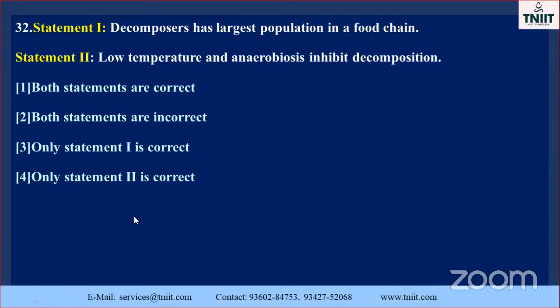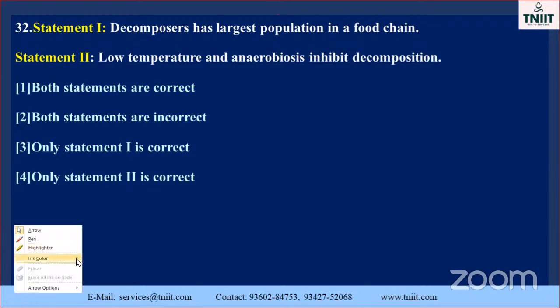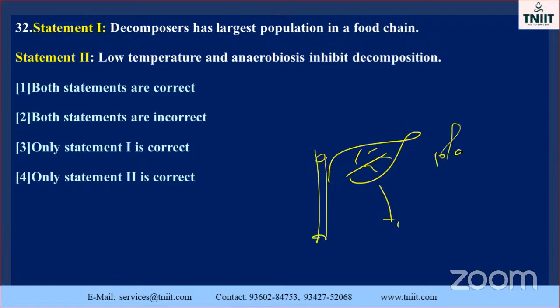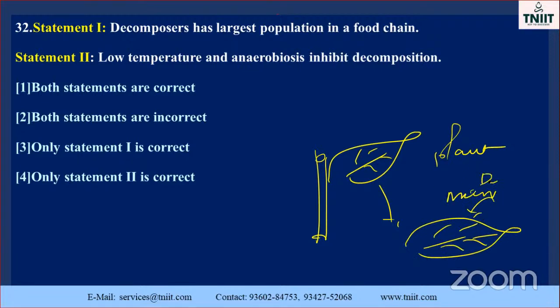See that, question 32. Statement 1: Decomposer has the largest population in a food chain. What is meant by decomposer? Just to take an example, say any one of the leaves. The leaf has fallen from the plant. What happens now? Detritus is acted upon by microorganisms. What does it mean by microorganism? Decomposers.